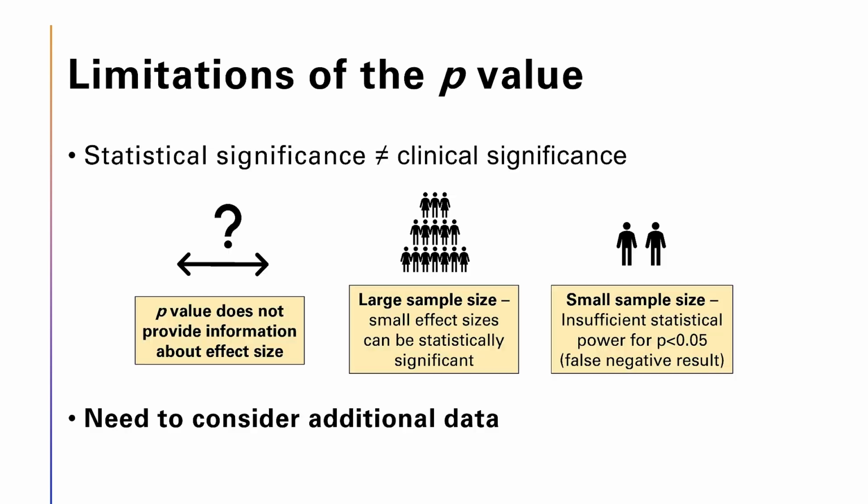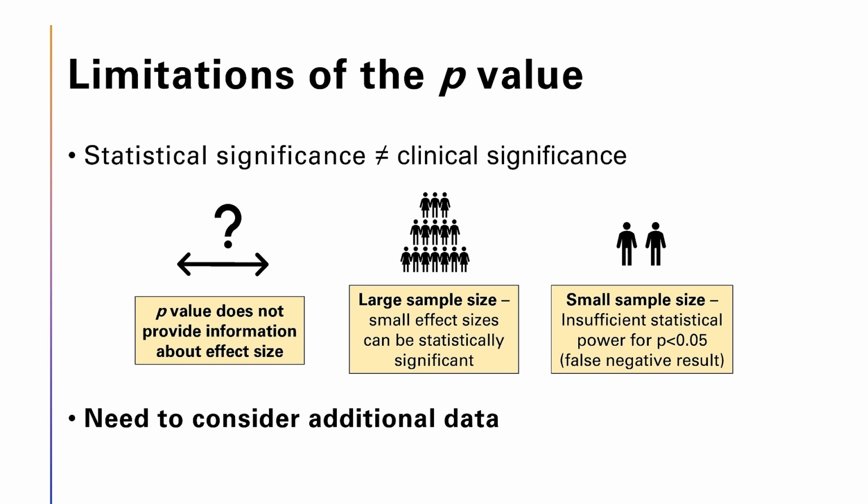So as I promised, we'll be talking about limitations of the p-value. Although you can see p-values in most of the literature, most of the studies, no matter if it's a high impact or low impact journal, I think it's really helpful for us to understand the limitations. And the number one point that I want everyone to understand is statistical significance does not equal clinical significance. The p-value itself doesn't provide any information about the effect size, like how large the effect was. This is because the p-value is largely affected by the sample size.